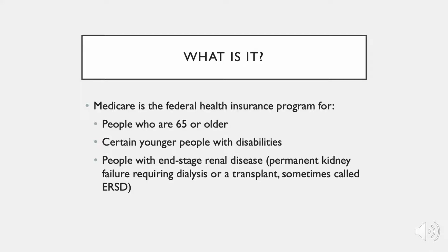Medicare is the federal health insurance program for people who are 65 years of age or older. Certain younger people with disabilities can also qualify for Medicare, and people with end stage renal disease, which is permanent kidney failure requiring dialysis or a transplant, sometimes called ESRD. By definition, Medicare is a health insurance program for the elderly, and Medicaid, on the other hand, is for low income individuals that need financial and/or healthcare assistance.